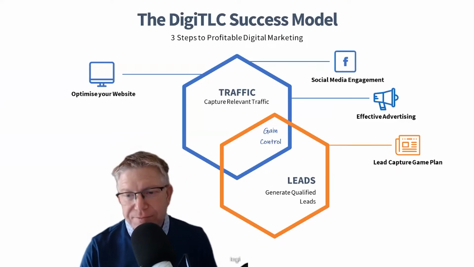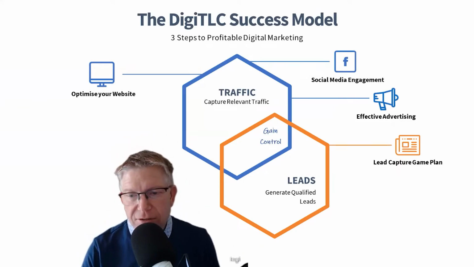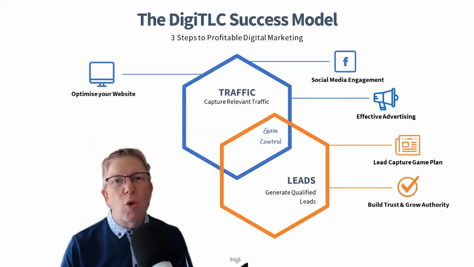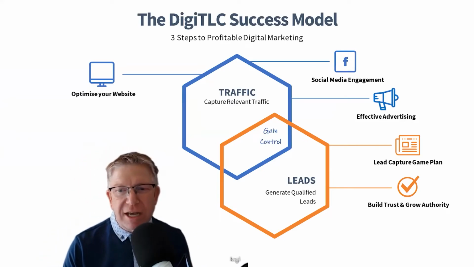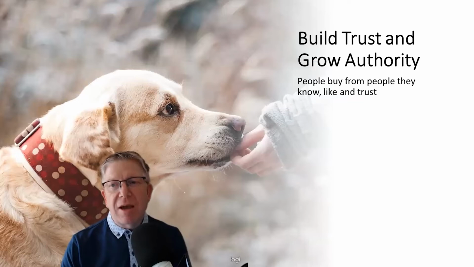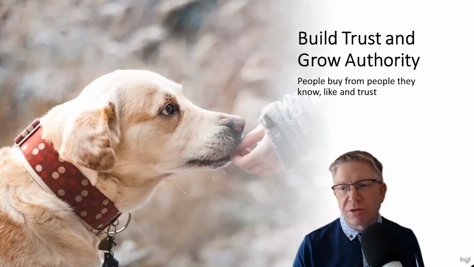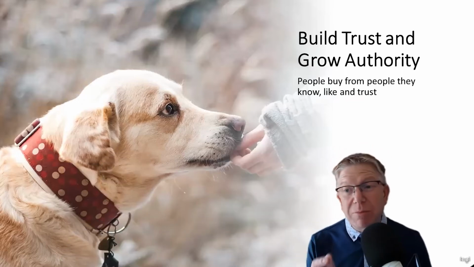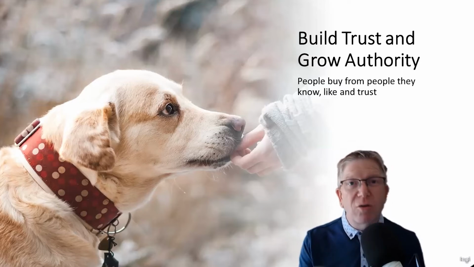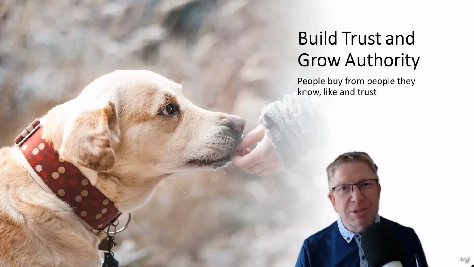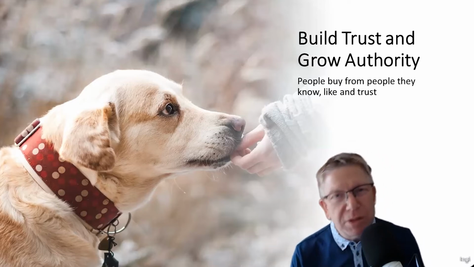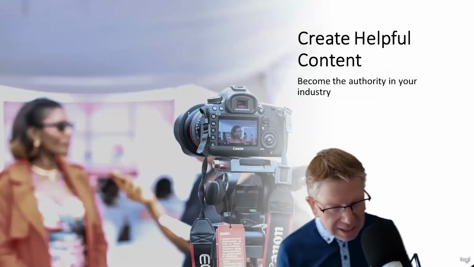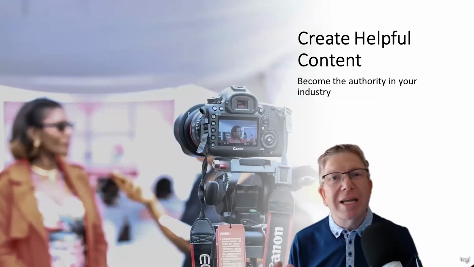Now let's just go across to the next one, which is then to build trust and grow authority. Okay, so build trust and grow authority. And what we want to do is we want to make sure that we are building a relationship with people in our marketing, because people buy from people they know, like, and trust. Okay. And so what we want to do is we want to build that relationship up so people trust us and know us and like us. Now, one of the quickest ways is to create helpful content.